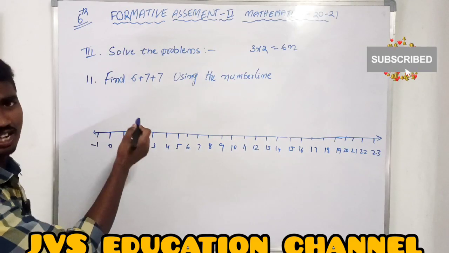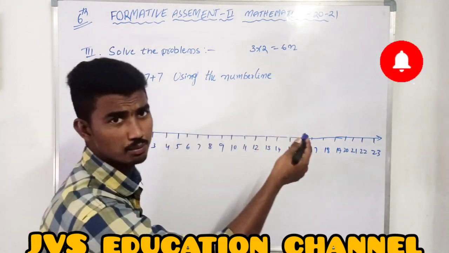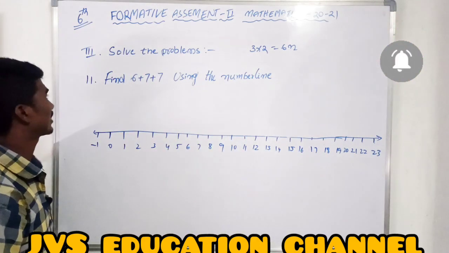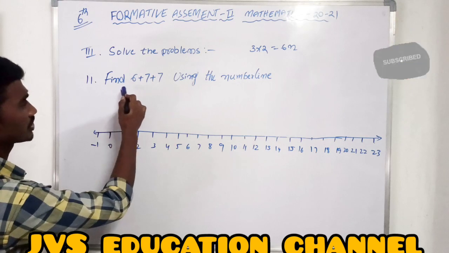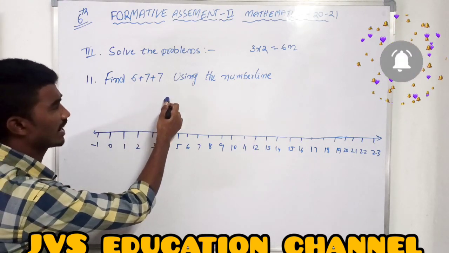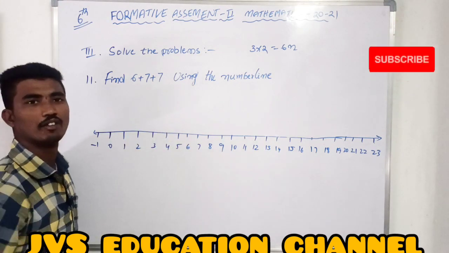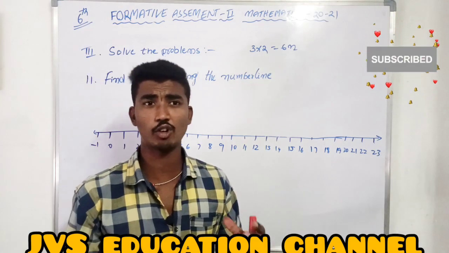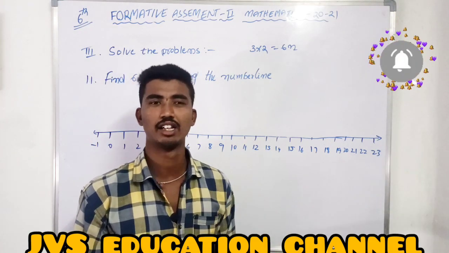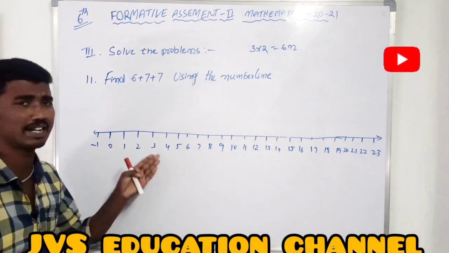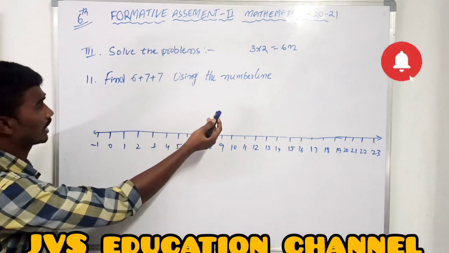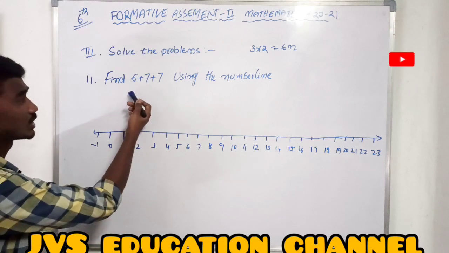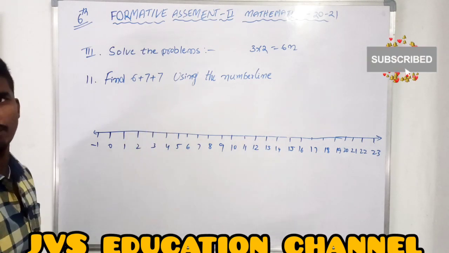Third section. Solve the problems. What is the problem? 11th problem. Find 6 plus 7 plus 7 using the number line. First we have to know what a number line is. The line which represents numbers is called a number line. And next, using the number line, what do we do? Add 6 plus 7 plus 7 using the number line.